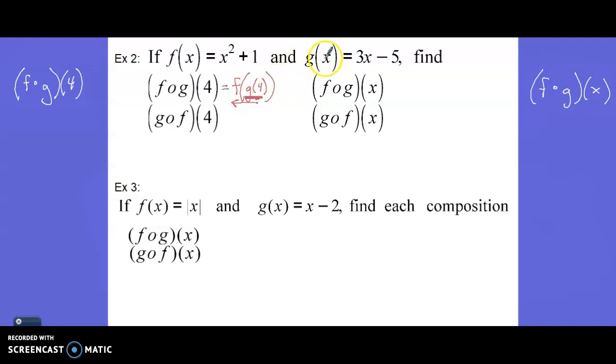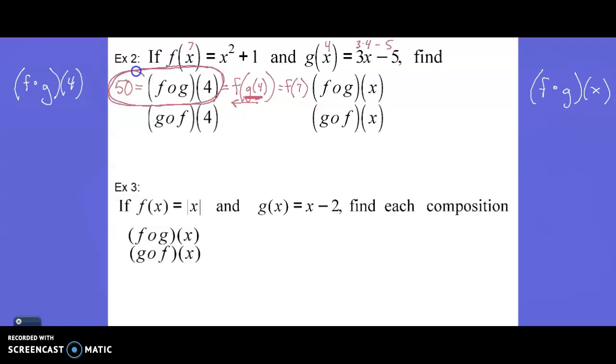So if I go to this function and I plug 4 in for x, I'm looking at 3 times 4, which is 12, minus 5, which is 7. So now what I can do is replace g of 4 with 7. Again, please write down your questions if you have any, and bring them to me. So now what I can do is go to the f function and plug 7 in for this x. Well, 7 squared is 49 plus 1 is 50. So this first answer, I didn't give myself much room, is 50.